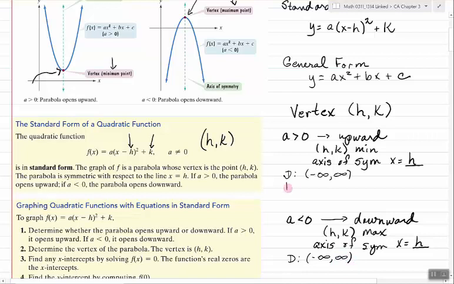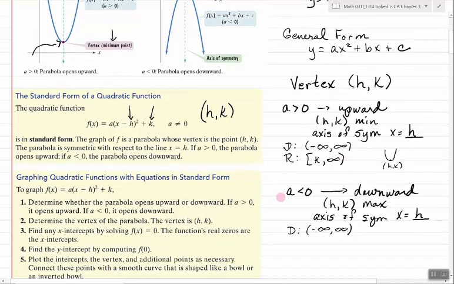But the range. This is really quite logical, but the range, remember, is y values. If this is opening upward, and this is the vertex, h comma k, then the lowest y value is k, and the highest y value is infinity. So the range will be from k to infinity.